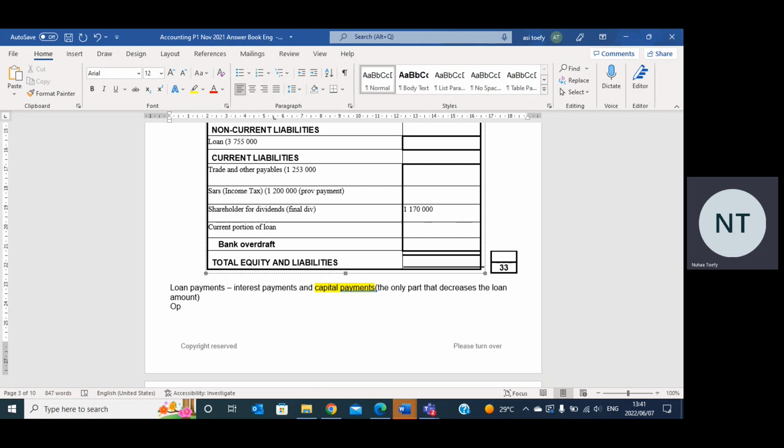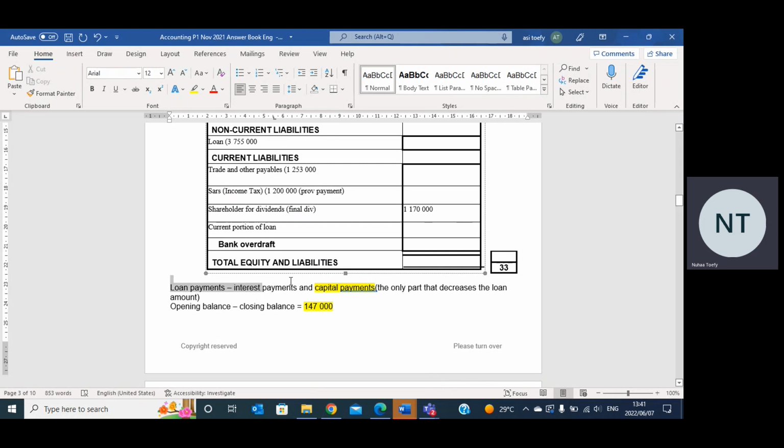Sorry, I took the opening balance minus the closing balance, and that gave me an amount of 147. So remember, I told you that only the capital payments are going to reduce the loan. So that means that 147 is my capital repayment.